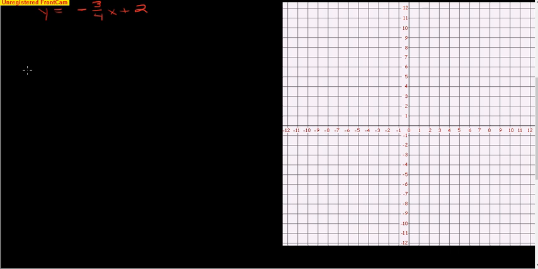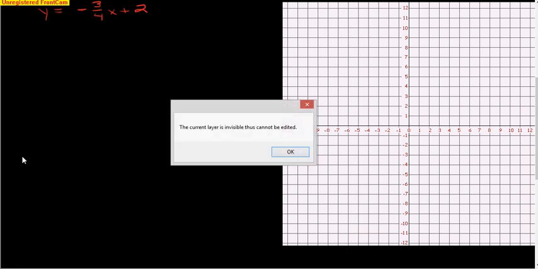Step one: put it into y equals mx plus b form. I'm going to make a little list down here. Okay, put it into y equals mx plus b form. Well, guess what? It already is. Y equals, here's my m, x plus, here's my b.